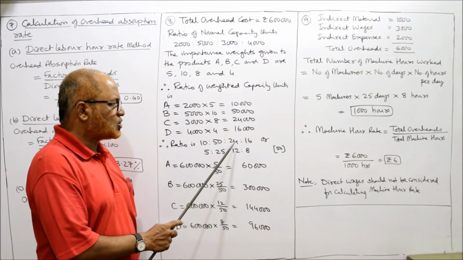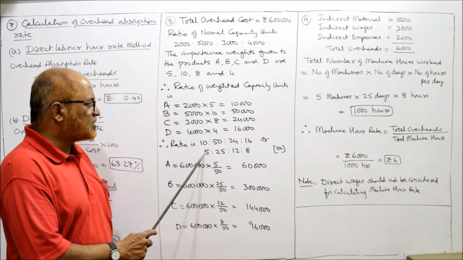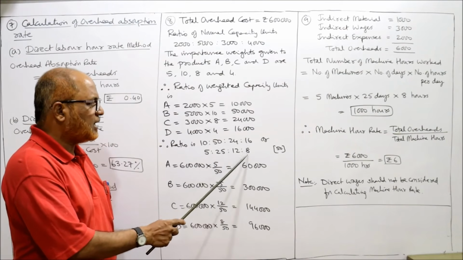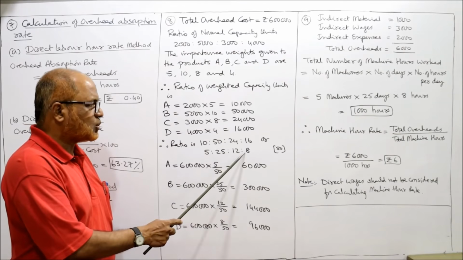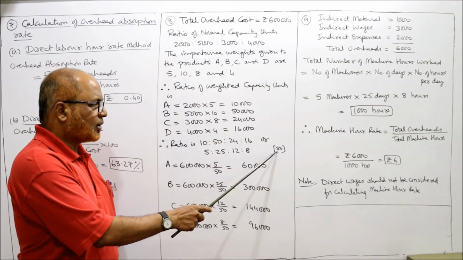So 10 is to 50 is to 24 is to 16. Or I can simplify: 2 5s are 10, 2 25s are 50, 2 12s are 24, 2 8s are 16. So we simplify, then 5 is to 25 is to 12 is to 8. If you add up all these 4, you are going to get 50.